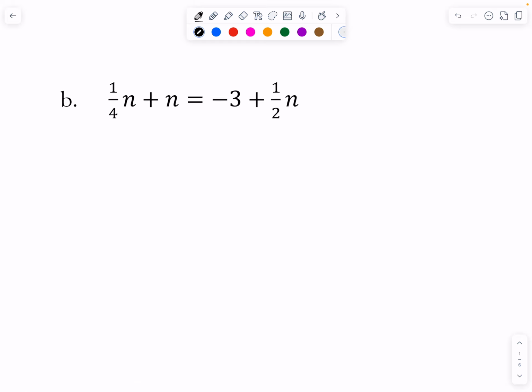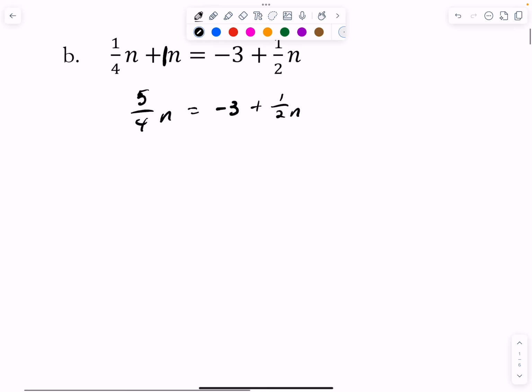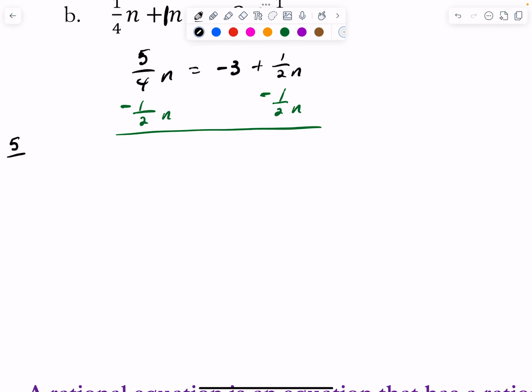All right, second one, we have 3 instances of our variable n. The first 2 happen on the same side of the equation, so I'm just going to add those together. That's 1, which is really 4/4. So that becomes 5/4 n equals -3 plus 1/2 n. I'm going to subtract the 1/2 n to the other side to be with the other variable n. Now again, I need a common denominator, 5/4 minus 1/2. Leave the 4 alone. This will become 2/4 to get 3/4 n equals -3.